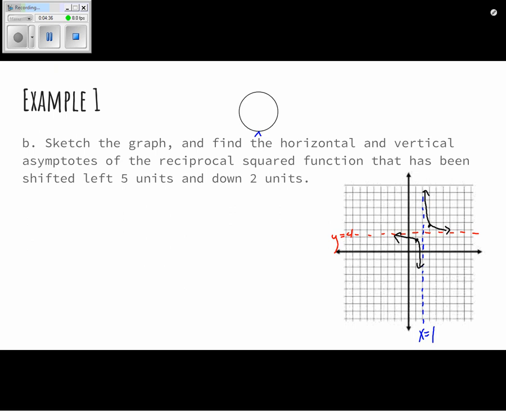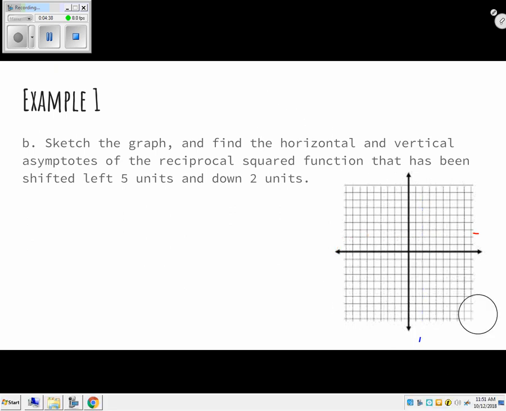So I want you to try this one. Okay, go ahead and hit pause on this, and then come back and see what we got. All right, guys, this is what my graph does look like.